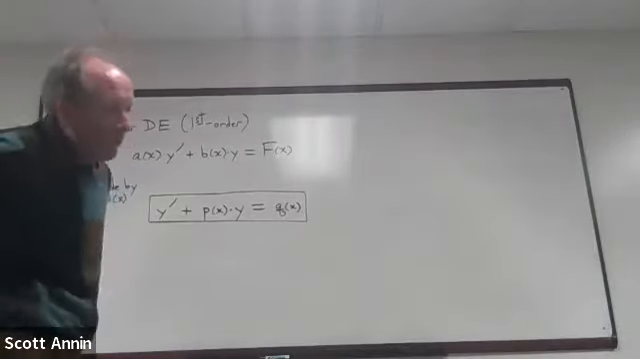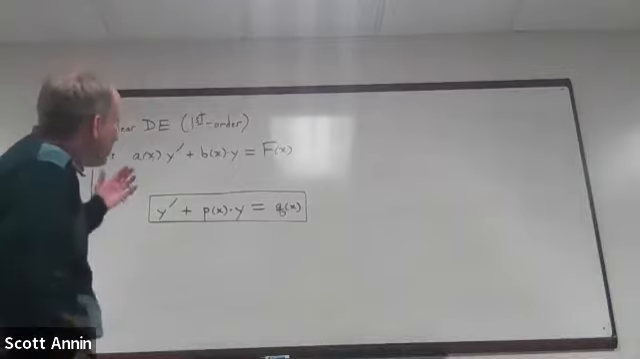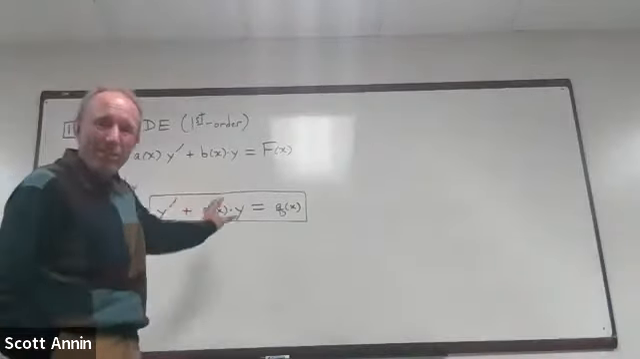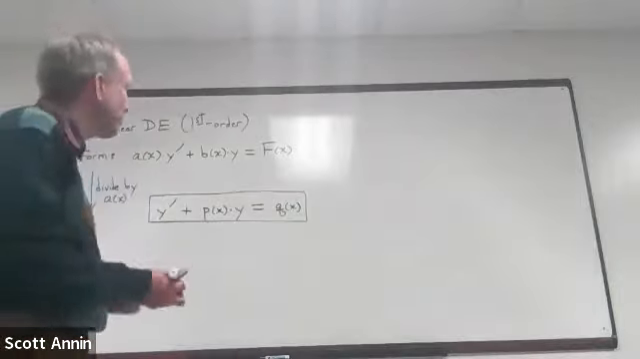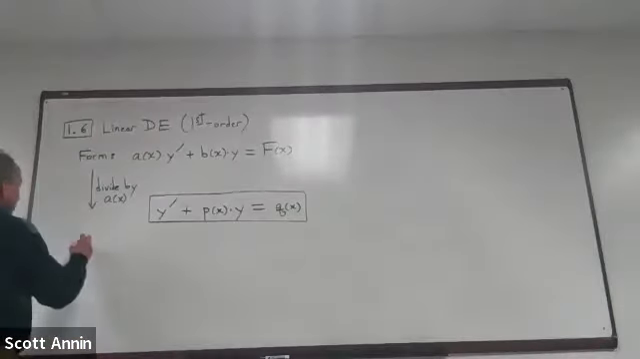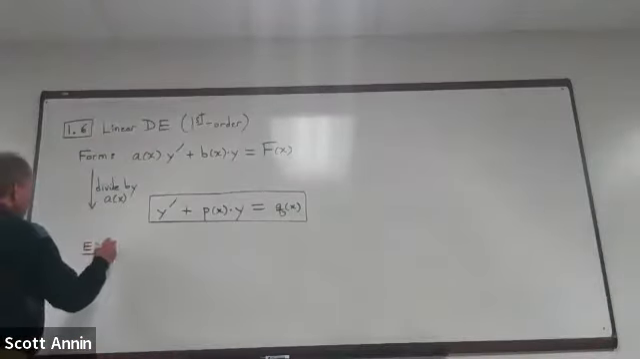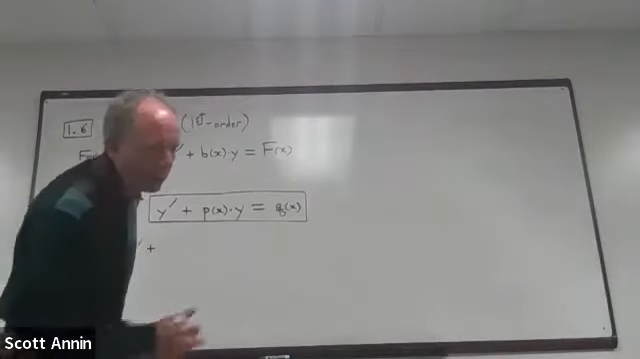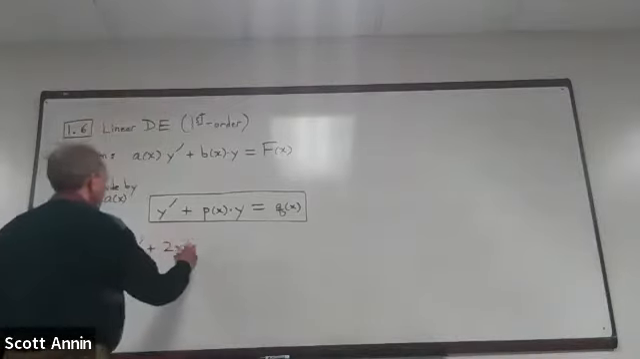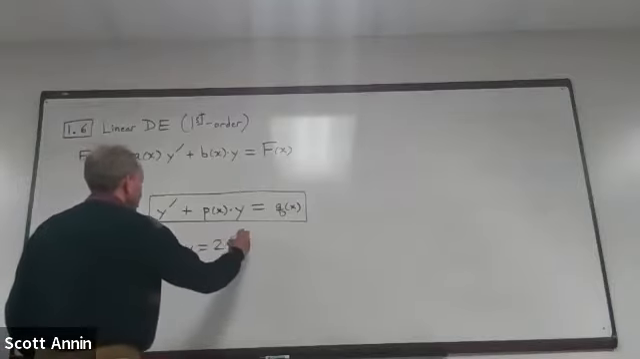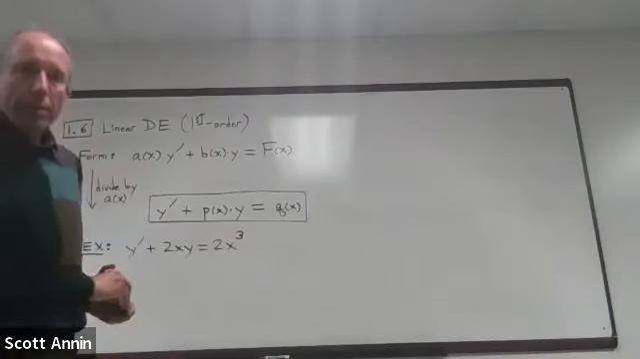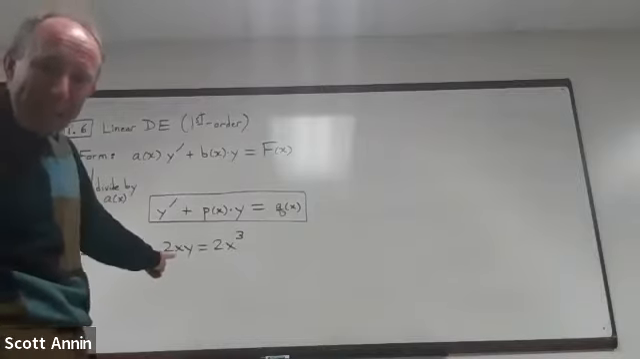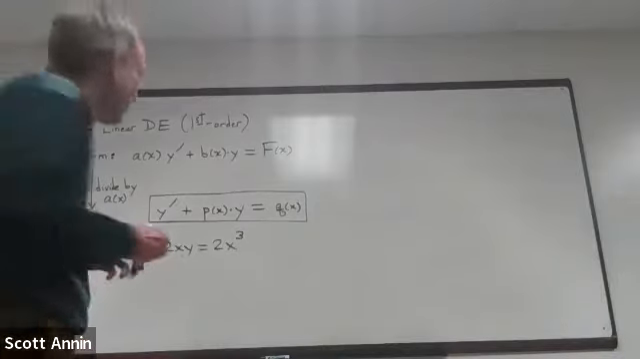And it needs to be something where you can put it into this form right here. Now, when you look at this form, you realize that it's pretty specific. It has to fit a specific format. But for example, just to show you an example of one of these, if we had something like this, y prime plus 2xy equals 2x cubed, this would be linear. The p of x here would be the 2x, right?